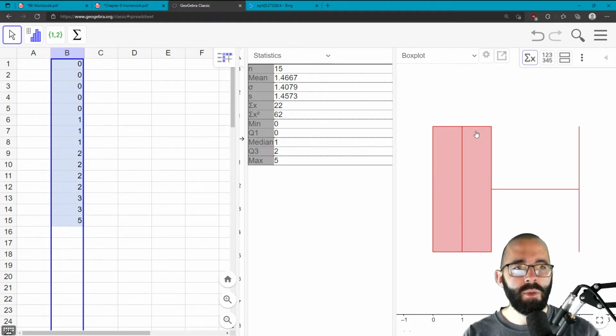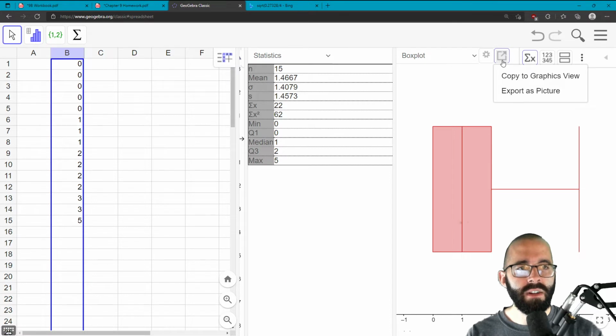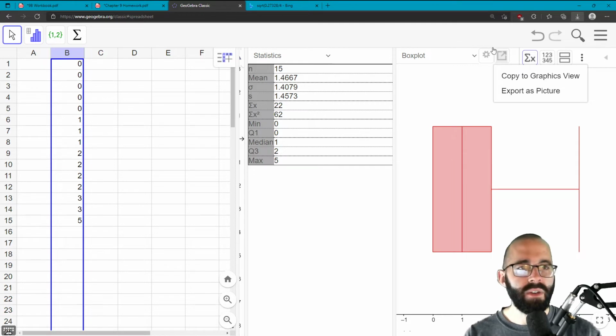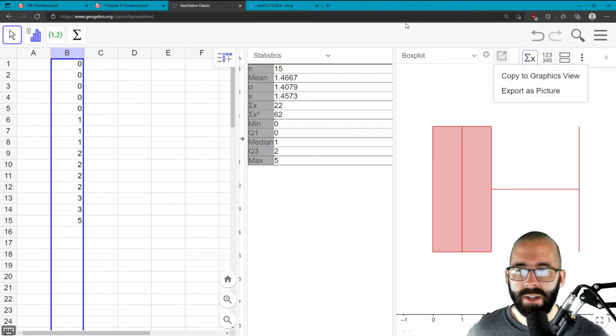If you want to put this on your homework, there are a couple of ways of doing it. The easiest is to go over here and just export as picture. You click on this, it will download a file, and you can insert that file into your homework. Or you can just copy this down. Here are the values on the bottom, and you just copy this down on your own paper. It's up to you.